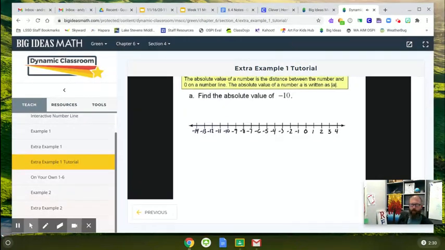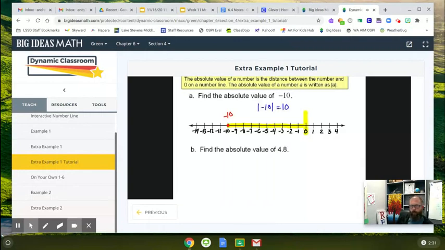You don't have to label the whole graph. Next, negative 10, which is here. Now we need to find the distance between negative 10 and 0. Negative 10 is 1, 2, 3, 4, 5, 6, 7, 8, 9, 10 units away from 0. Because the distance between negative 10 and 0 is 10 units, the absolute value of negative 10 is 10. Now let's look at part B.